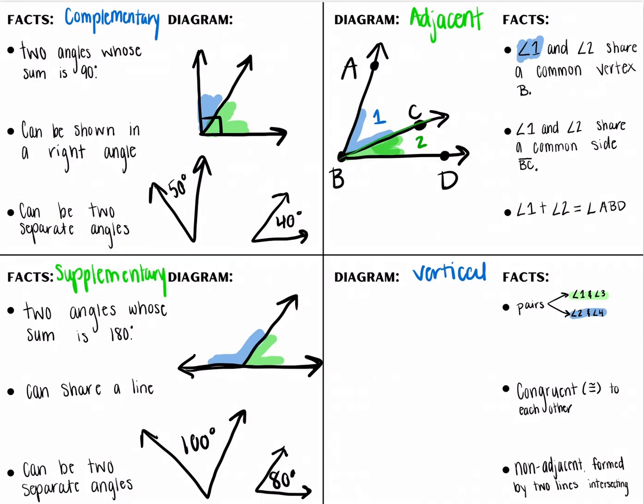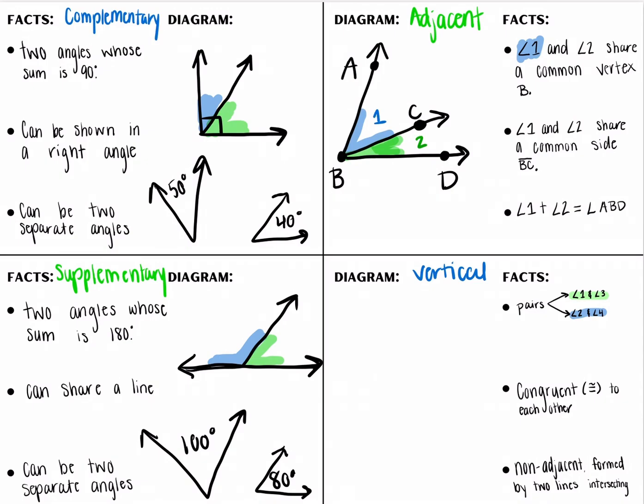So you see this side right here, BC, they're sharing that. So that means they're adjacent. So if they're sharing a vertex, which is the B, so right here, the endpoint where the angles meet, and they share the common side, then that means that they're adjacent. Okay, and then what that also tells you is that angle 1 plus angle 2 is the whole angle. Okay, so because they're next to each other, you can add them up and that equals the whole thing.